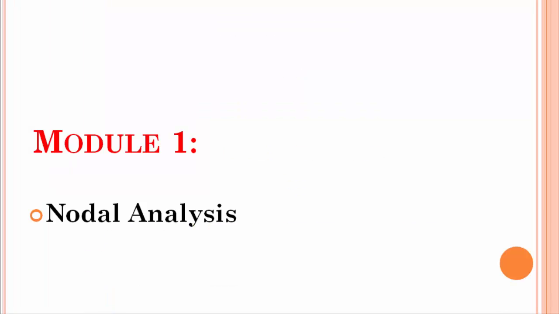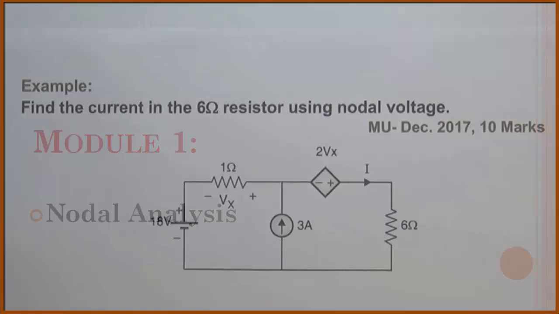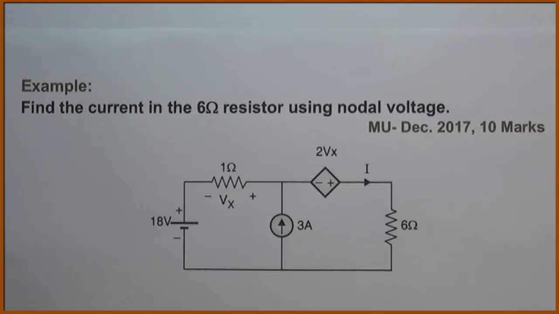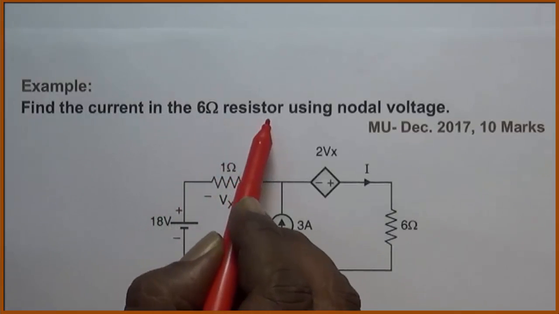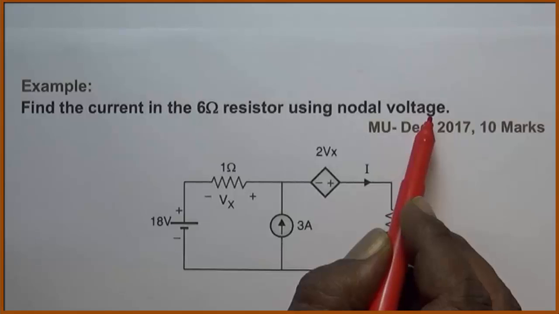Hello friends, in this video session we'll solve one problem on nodal analysis. Remember that in nodal analysis we find node voltages, so this method is also called the node voltage method. Here is the example. Find the current in the 6 ohm resistor using nodal voltage.